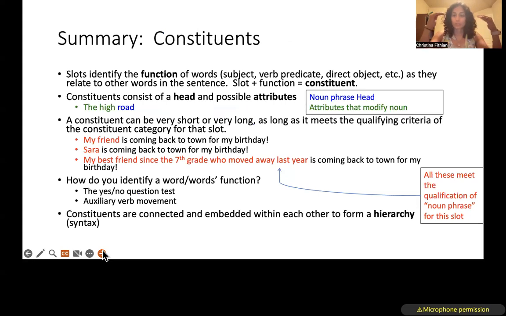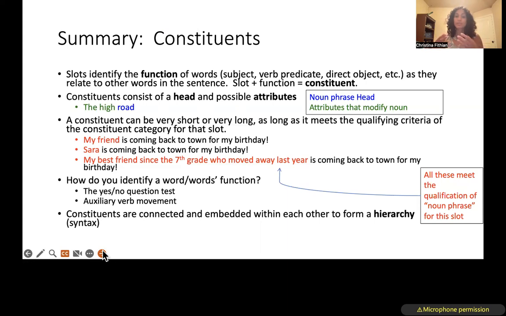So here again is just a quick summary of constituents, just to finish out what we had talked about last Friday. Remember that we are thinking about words as part of slots. Now, the slots identify the function of the word. They tell us what is a subject. They tell us what's a VP predicate, what's a direct object, and so on. And that's defined by how a word or a group of words relates to other words in the sentence. So when we have a slot plus a function, we have a constituent.